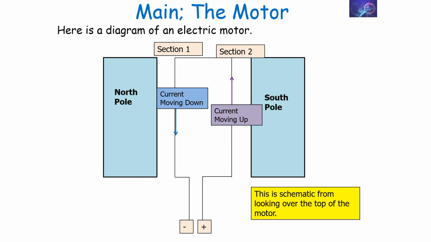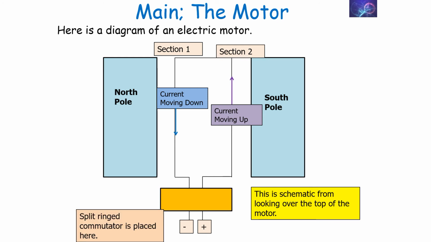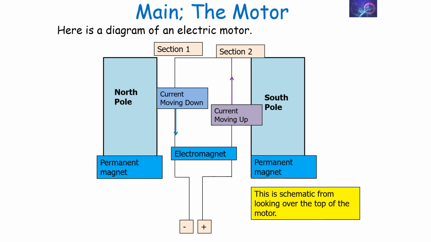This is a schematic from looking over the top of the motor. You can see we've got a north pole and a south pole from our permanent magnet, and we've got a coil in between, and we've got the current moving in one direction in section 1 and in the other direction in section 2. We place a split ringed commutator here to help our motor rotate, and we've got our permanent magnet there and our electromagnet in the middle.